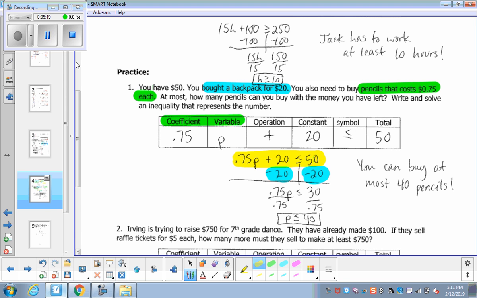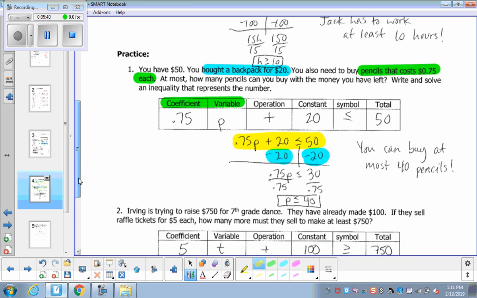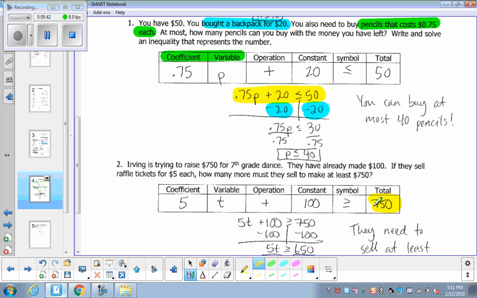Irving is trying to raise $750 for a 7th grade dance. Now they've already made $100. That's great. Okay? If they sell raffle tickets for $5 each, how many more raffle tickets must they sell to make at least $750? So again, we're trying to raise $750. Now we can also, of course, raise more than that. That would be great. Okay, so the total that we're trying to get to is $750 right here.